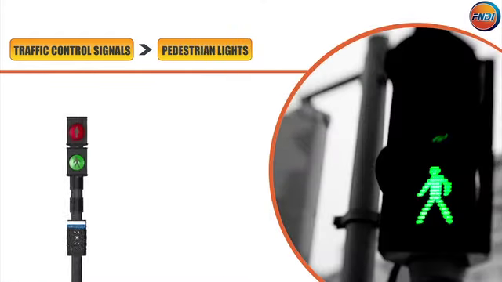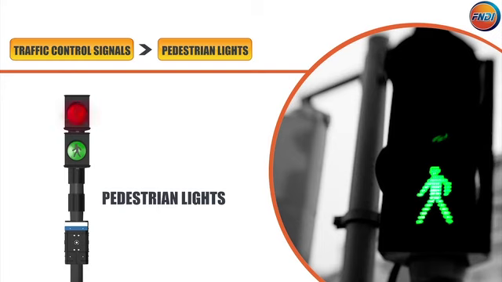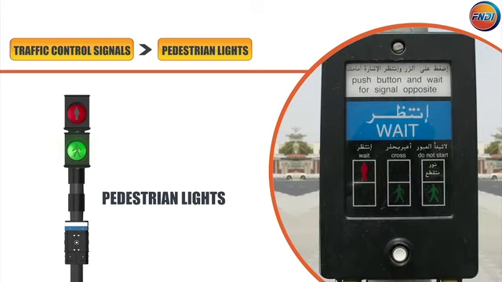Pedestrian lights. Pedestrian lights or signals are used to help pedestrians to cross the road in a controlled manner. It is commonly found at intersections or junctions. Pedestrians may press the button and wait for the lights to change to the green walking signal. Before crossing, make sure the vehicles have stopped. If the pedestrian green signal flashes, do not begin to cross.